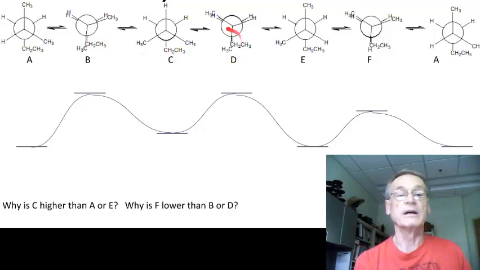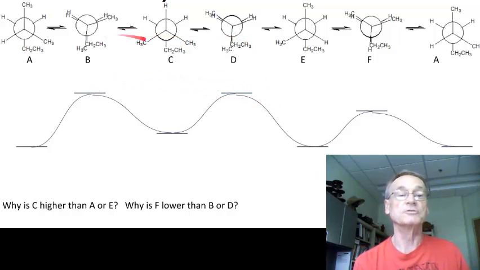In this case we have, again, a hydrogen eclipsing with a methyl and a methyl eclipsing with an ethyl. Over here we have a methyl eclipsing with a hydrogen, a methyl eclipsing with a hydrogen, and an ethyl eclipsing with a hydrogen. In this case we don't have any bigger groups eclipsing with each other. In this case we have a methyl eclipsing with an ethyl, which makes it a little bit higher in energy than F, and B and D, as they turn out, are the same energy as each other.